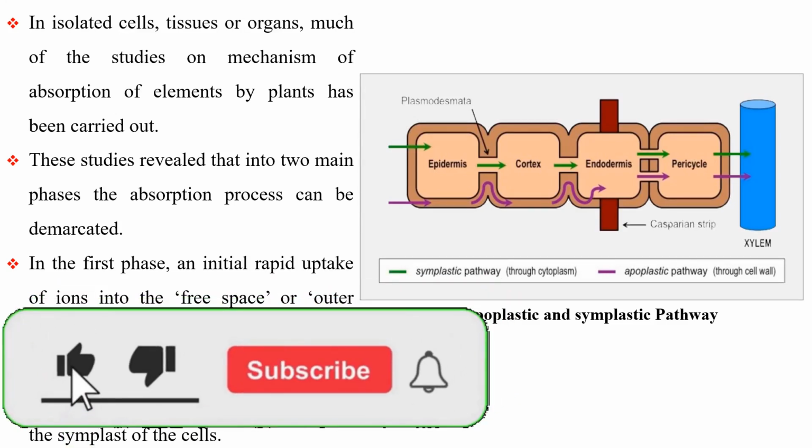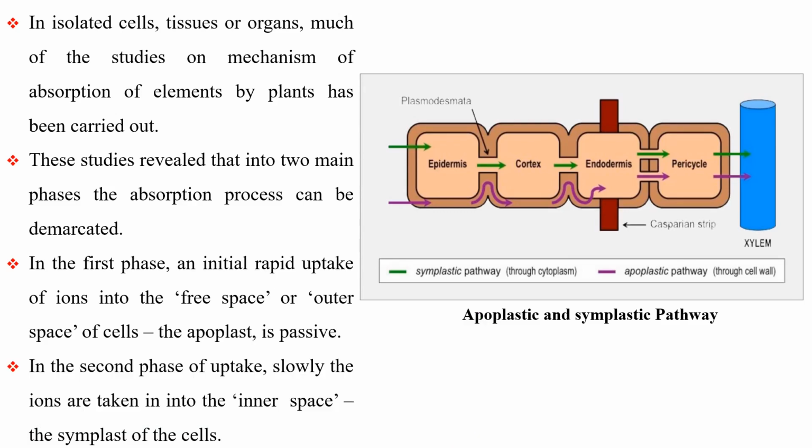Much of the study on the mechanism of absorption of elements by plants has been carried out in isolated cells, tissues or organs. These studies reveal that the absorption process can be demarcated into two main phases. In the first, an initial rapid uptake of ions into the free space or outer space of cells, the apoplast, is passive. In the second phase of uptake, the ions are slowly taken into the inner space, the symplast of the cells.